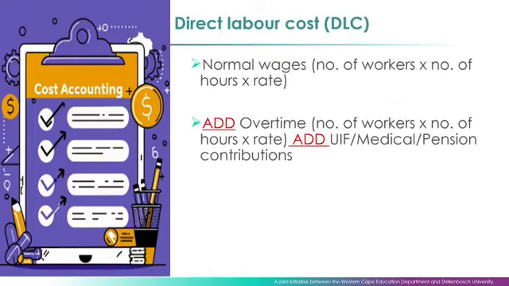Right. The other type of cost is direct labor cost. What this means is essentially the labor costs of your factory workers, the people that are hands-on with the production of your product. That will entail your normal wage, which is your number of workers times the number of hours times rate. Rate refers to the amount of money spent per hour. And then we will add any overtime and any UIF contributions made by the employer or the business owner.